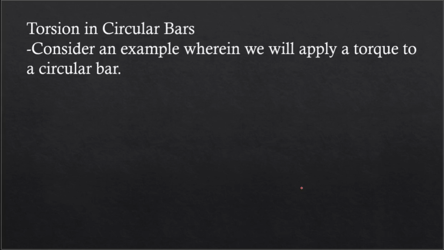Now consider an example wherein we'll apply a torque to a circular bar. Let's say we have this, and then we'll apply a twisting moment. Notice that this twisting moment will cause the bar to deform. Now, to better understand this, let's try to model it in Blender.